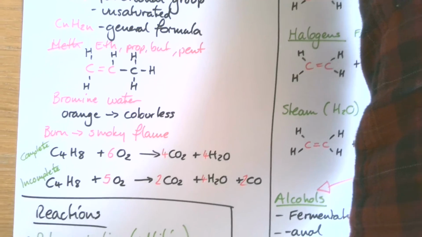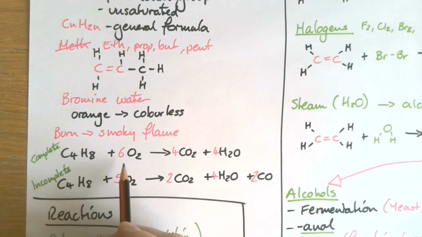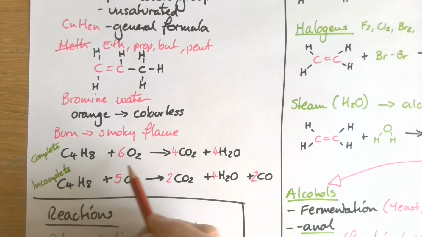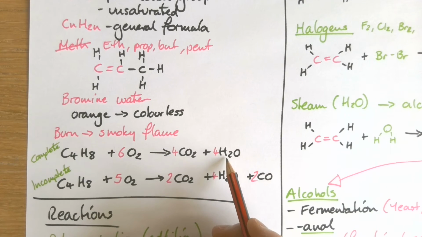Now you can react the alkenes with oxygen. So this is oxidation, burning we call this, and they produce a smoky flame. In complete combustion, if you've got plenty of oxygen around, then all of your alkene is going to react to produce carbon dioxide and water.